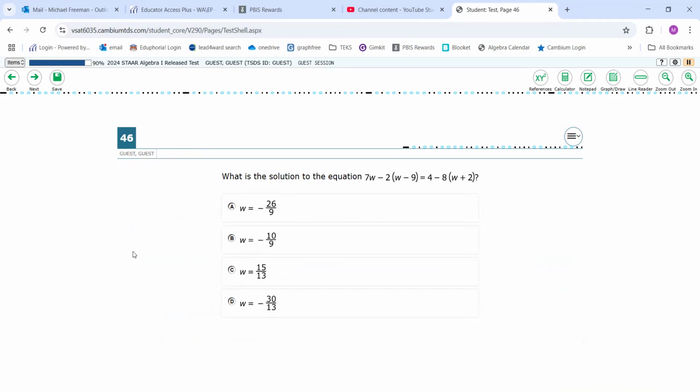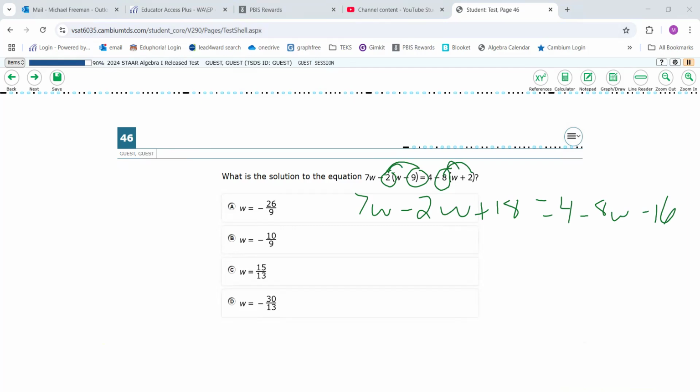All right, what is the solution to the equation 7w minus 2 parentheses w minus 9 equals 4 minus 8 parentheses w plus 2? Well, we can just solve this algebraically. So I've got to distribute on the left. I've got to distribute -2 times w is minus 2w, and -2 times minus 9 is positive 18. Now again, this 4 is not touching my parenthesis. I've got to distribute -8 times w is minus 8w, and -8 times 2 is minus 16.